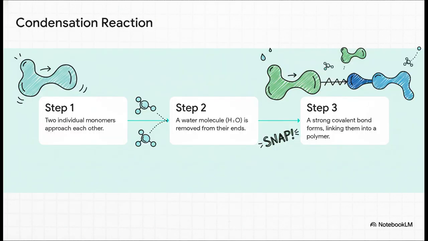So, how does life actually link these bricks together? It uses this beautifully elegant process called a condensation reaction. Check it out. Two monomers cozy up to each other, a tiny water molecule gets kicked out from their ends, and boom, a super strong bond snaps into place, linking them. Just by getting rid of a little water, life builds bigger, more amazing things.